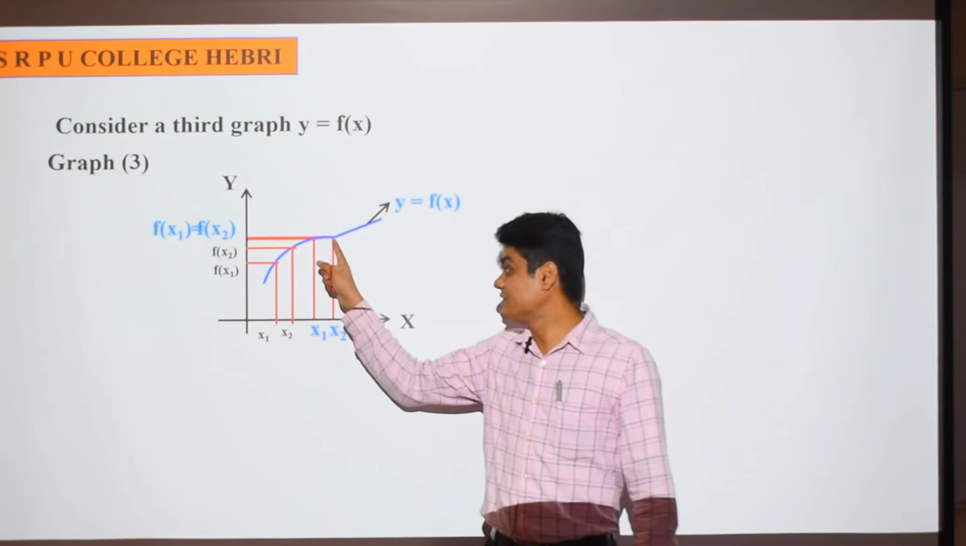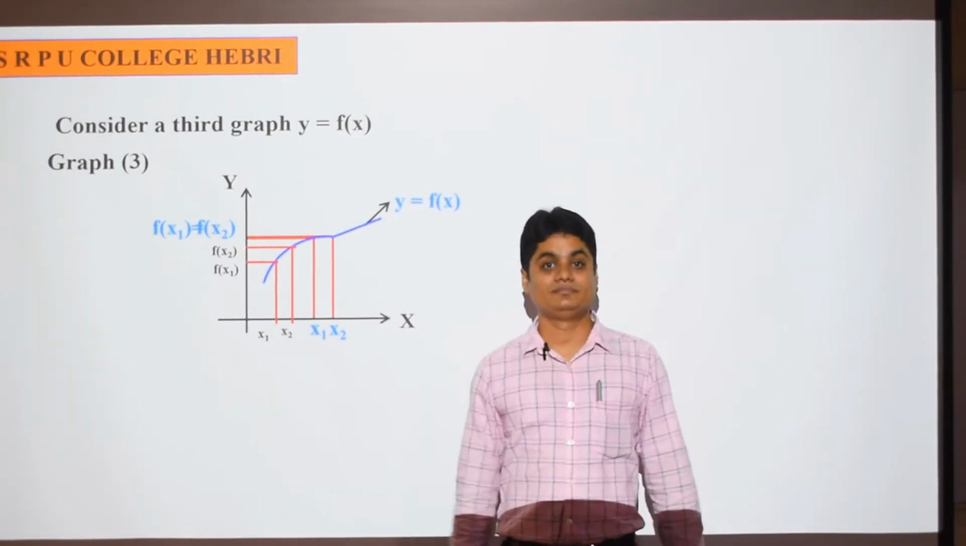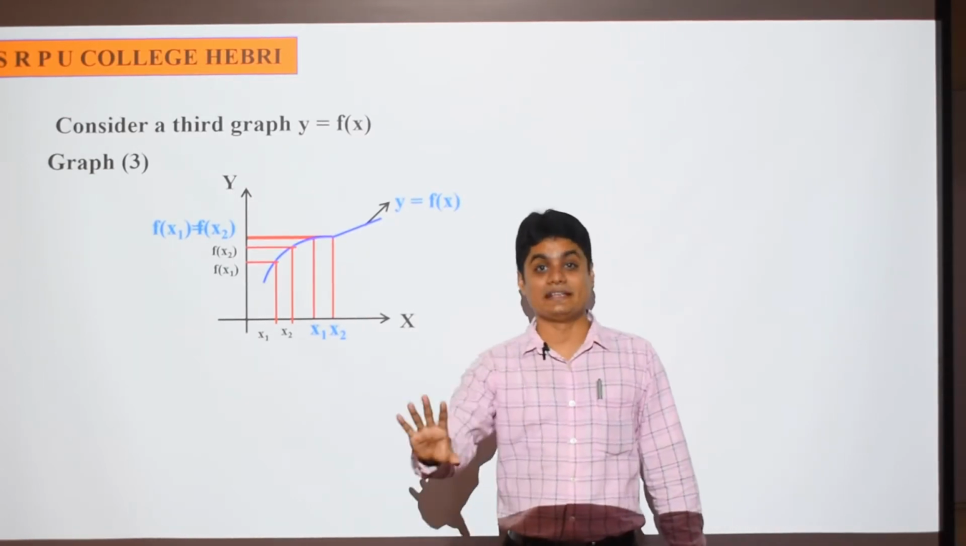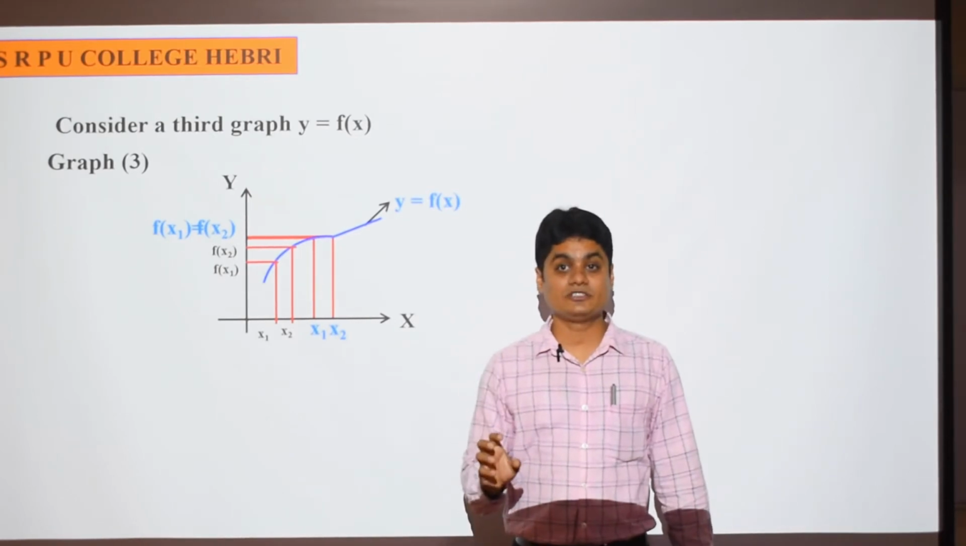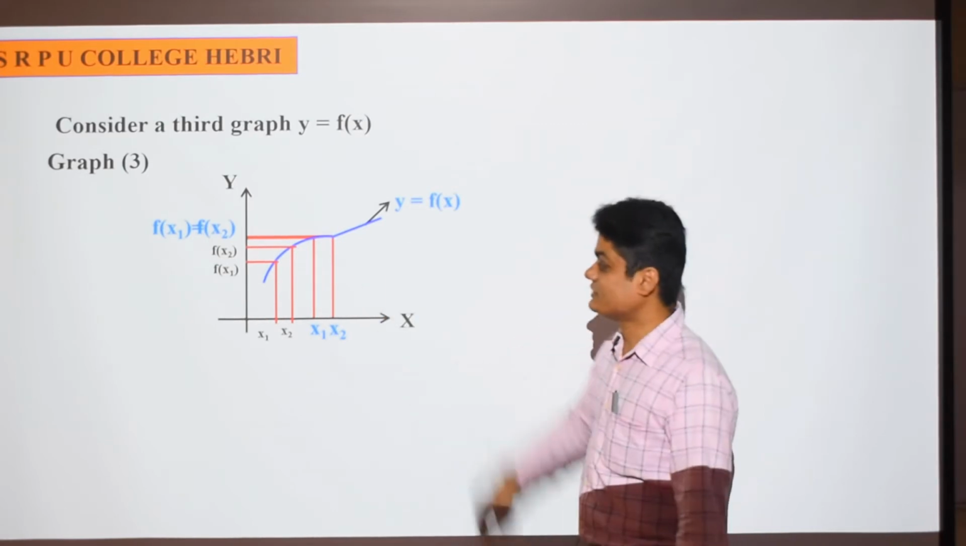No, because at this particular point it neither increases nor decreases, that means it has stopped. Understood what I'm saying? So such functions are called only increasing, increasing. The word strictly is not allowed. The word we can use is only increasing. Okay, so consider such a graph.